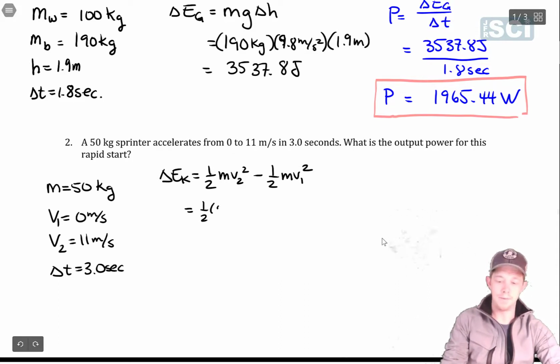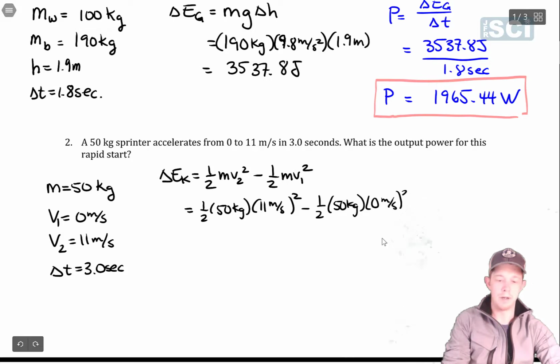1/2 of the mass, 50 kilograms. Final velocity or final speed is 11 meters a second. And I need to square that, not the seconds, but the whole term needs to be squared. Minus 1/2 of the mass of 50 kilograms multiplied by 0 meters a second, and we square that.